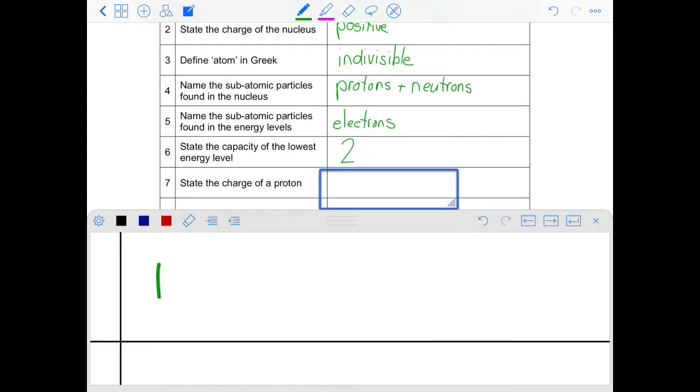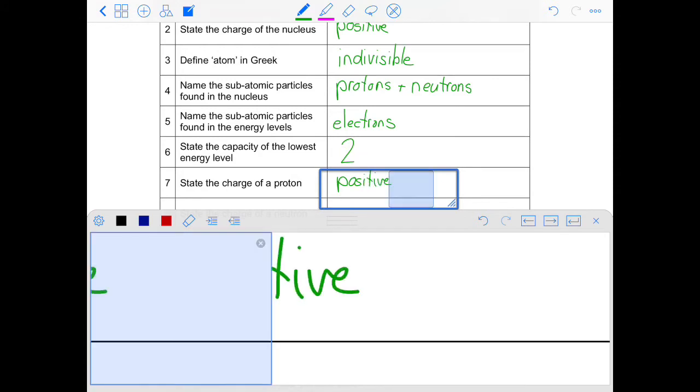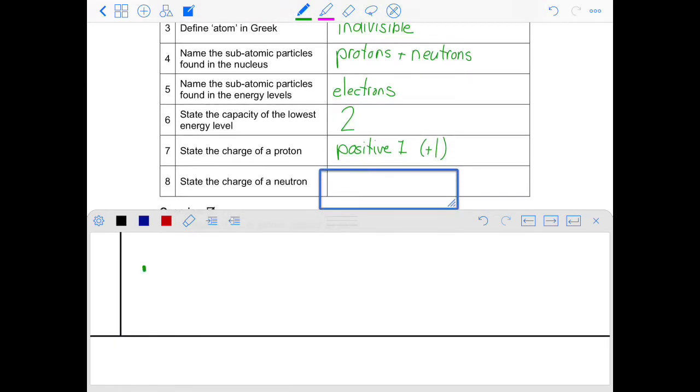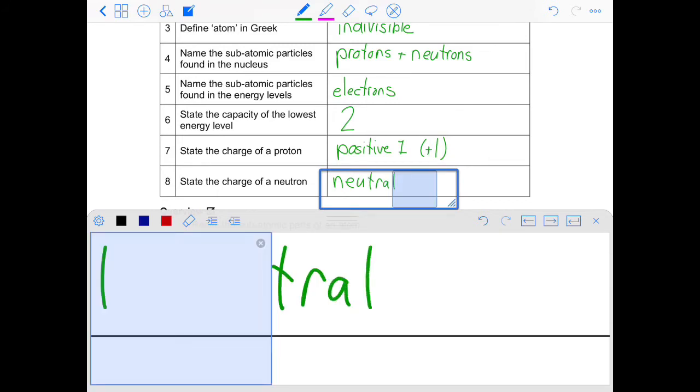The charge on a proton is +1. Again, if you've used symbols, that's fine as well. And the charge on a neutron is neutral, or it has no charge.